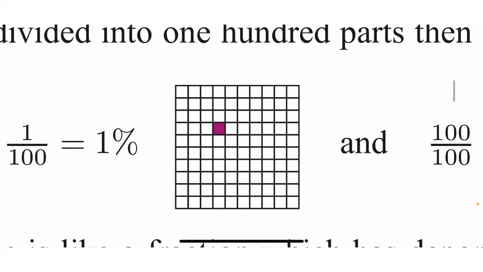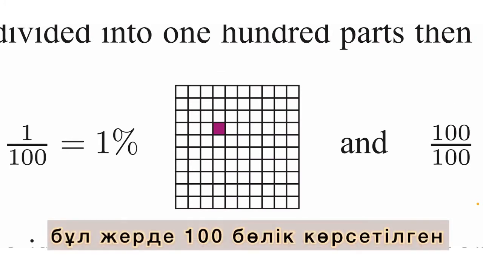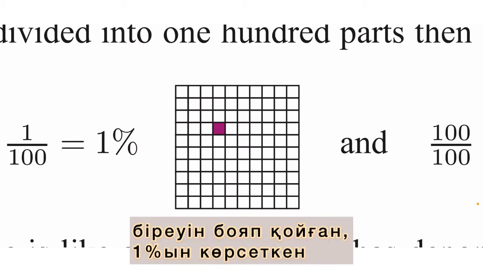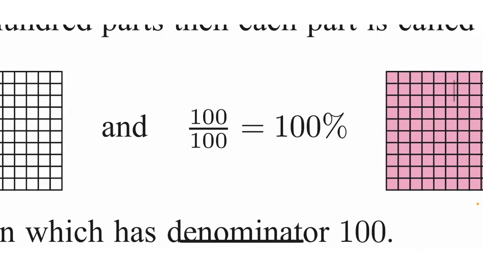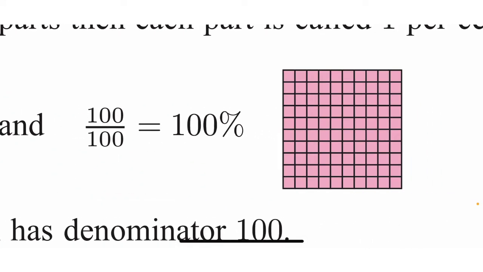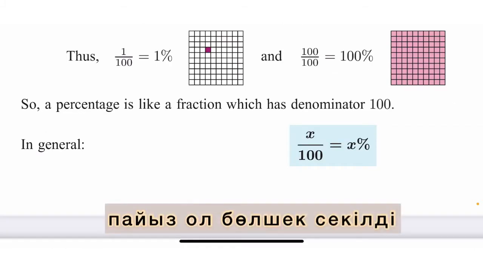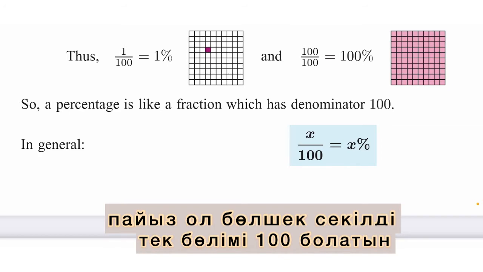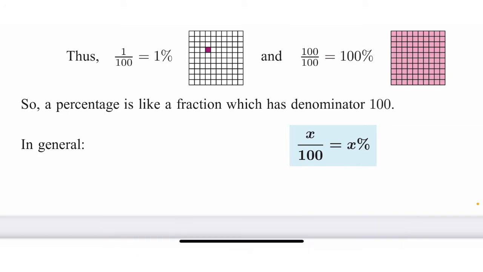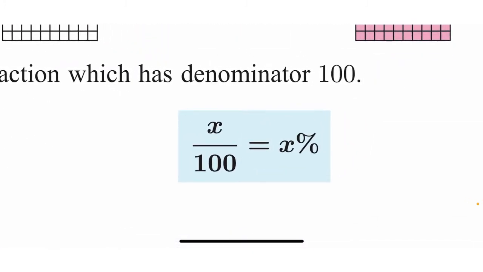You can see in the picture here, you can see 100 squares and only one is painted. That means 1 over 100, 1%. And 100 over 100 means 100%. So a percentage is like a fraction which has denominator 100. In general, x over 100 equals x%.